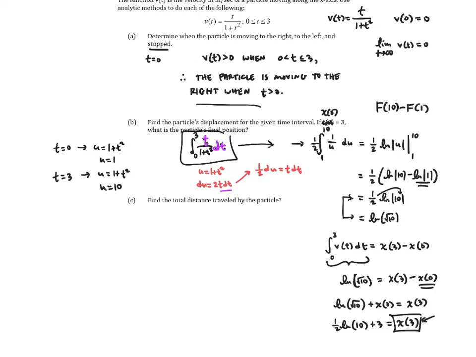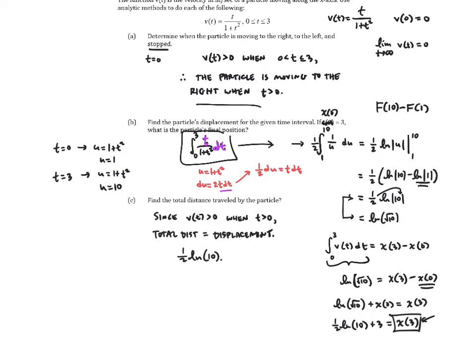All right, so find the total distance traveled by the particle. Since v of t is greater than 0 when t is greater than 0, the total distance is actually equal to the displacement. And that's only because there's no sign change in velocity, at least on that interval. All right, let's continue on to the next slide. So just to be clear, both of those will equal 1/2 the natural log of 10.